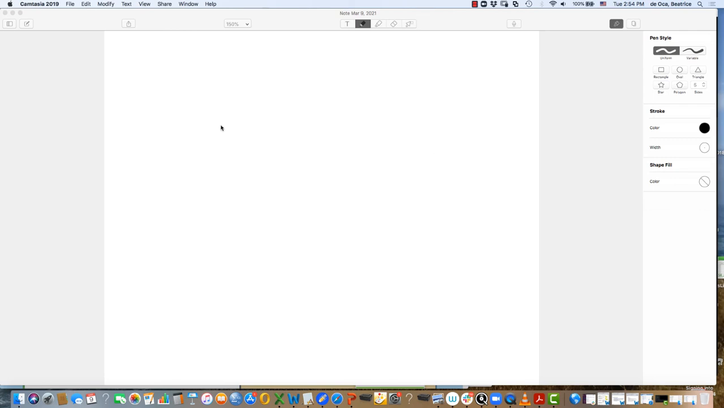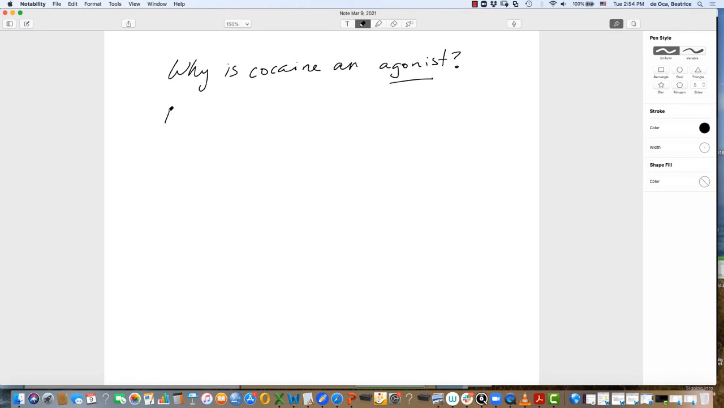Hi everybody, so I had a question about why a drug like cocaine is an agonist. And the reason that can be kind of confusing is just the wording, unfortunately. So remember, agonists and antagonists are words that describe the action of a drug on a neurotransmitter or the receptors for that neurotransmitter.